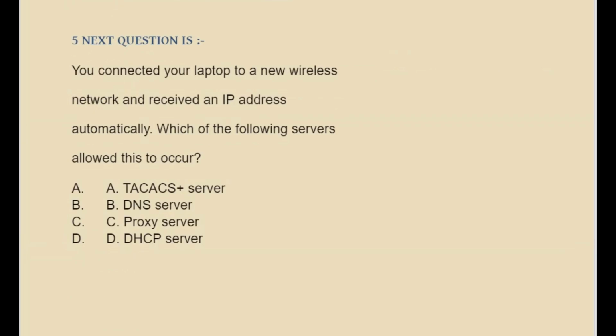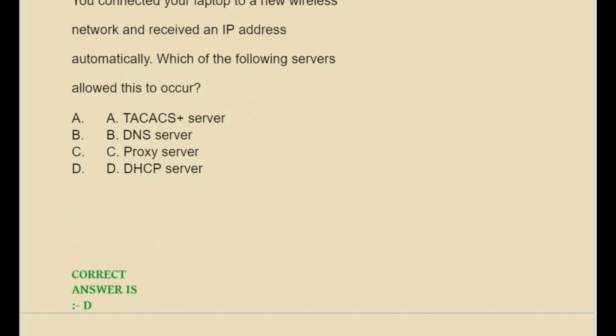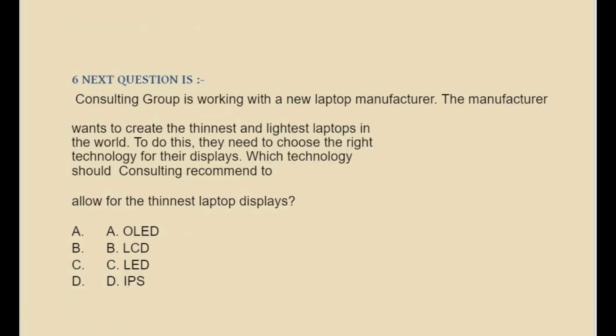Question is you connected your laptop to a new wireless network and received an IP address automatically. Which of the following servers allowed this to occur? Option A TACACS Plus server, option B DNS server, option C proxy server, option D DHCP server. Correct answer is option D.